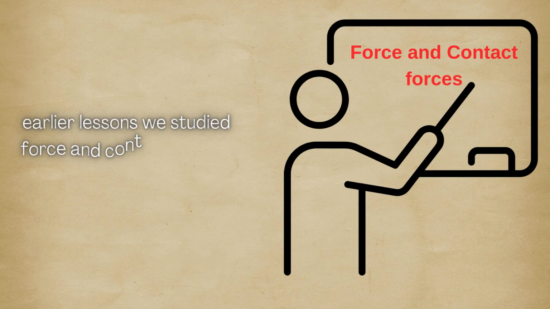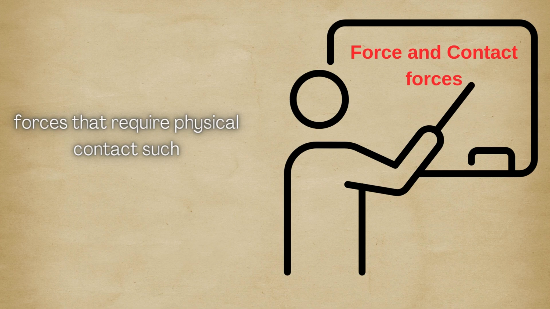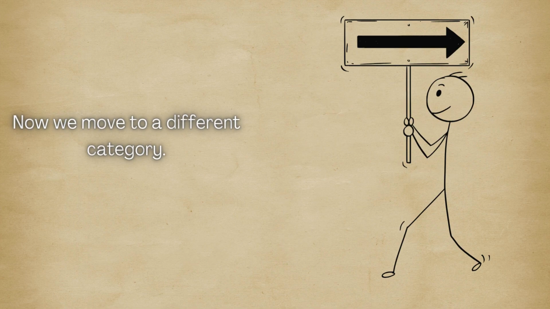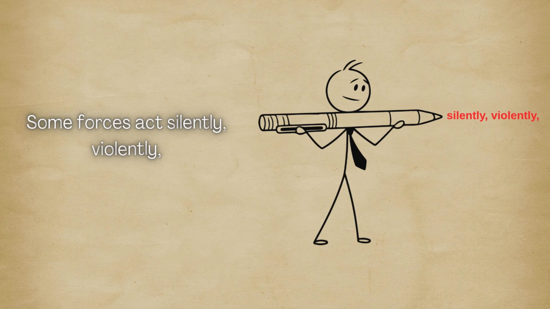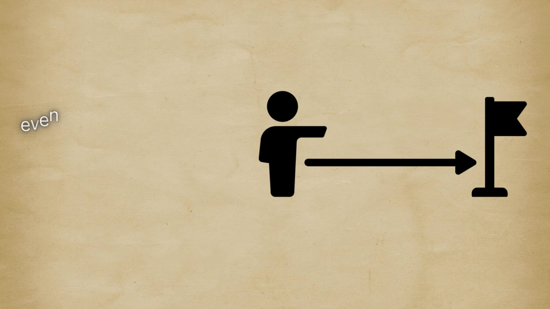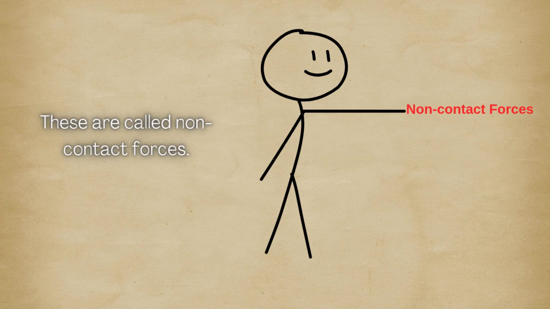In earlier lessons, we studied force and contact forces, forces that require physical contact, such as friction and normal force. Now we move to a different category. Some forces act silently, invisibly, and continuously, even when objects are far apart. These are called non-contact forces.